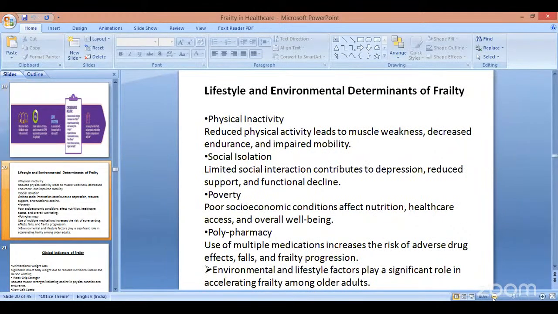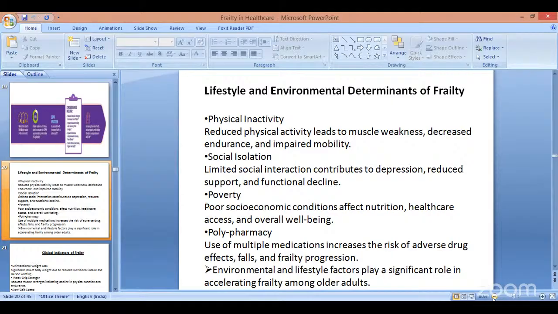So the lifestyle and environmental determinants of frailty, first is physical inactivity. As discussed earlier, reduced physical activity leads to muscle weakness, decreased endurance, and impaired mobility. Social isolation: limited social interaction leads to depression, reduced support, and functional decline.